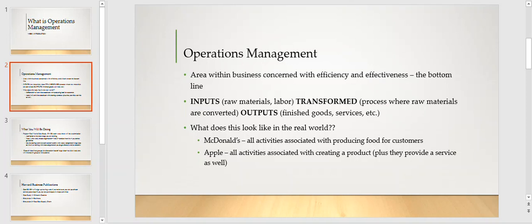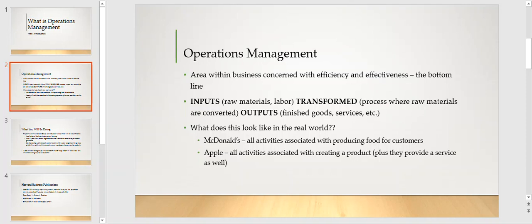A couple of examples. At McDonald's, operations management would be all activities associated with producing food for their customers. The inputs would be anything from the paper products to the food, whatever it takes to be transformed into a meal for somebody at McDonald's.